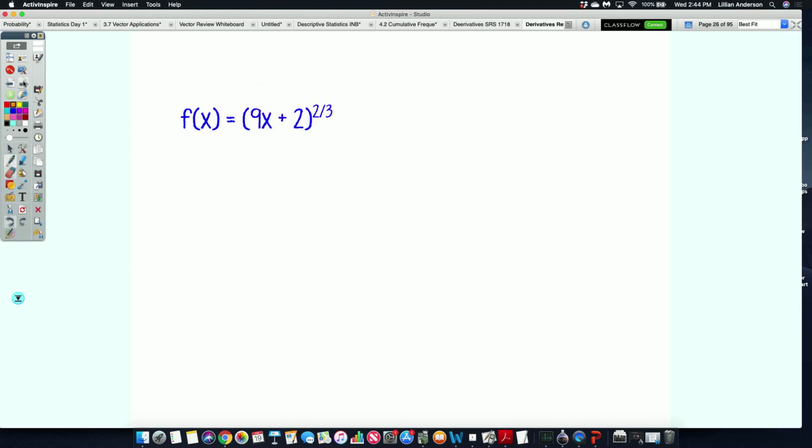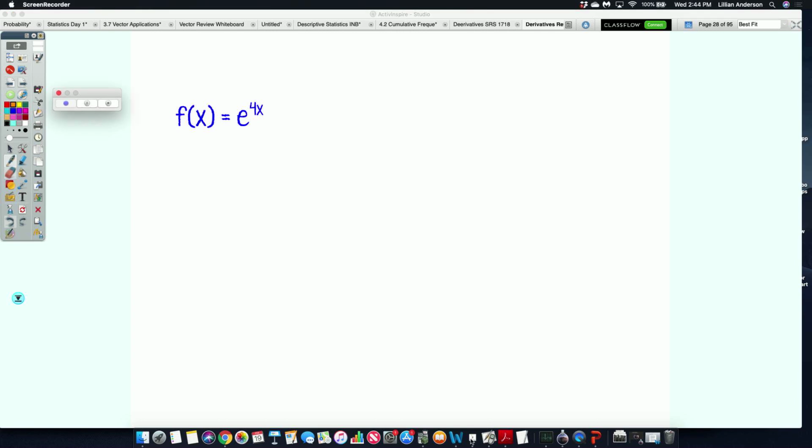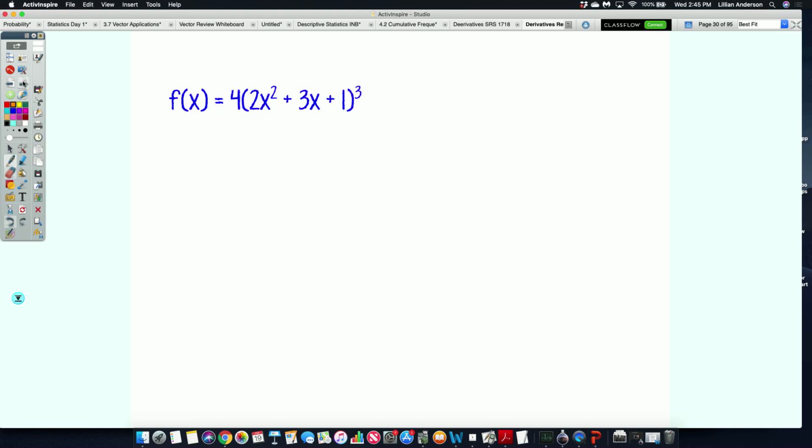Let's see. I want you guys to do this one. What do you get? e to the 4x. Very good. Because the outside function is e to the x, the derivative of that is just e to the x. And then you take the derivative of 4x, which is just 4.